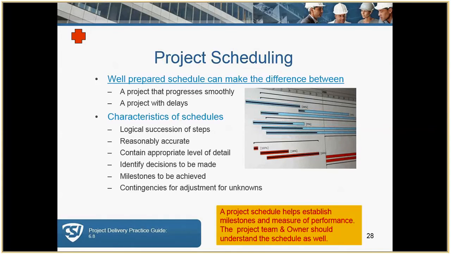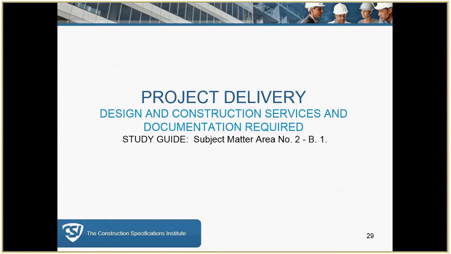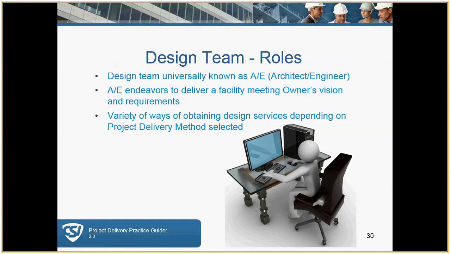We're going to go on now to the second part of this session outline, which is project delivery. And we're going to talk about design and construction services and documentation. This is the first area. So the roles. When you hear the design team is the AE, the architect engineer, and they are those responsible to convey the owner's goals and objectives. So the AE is a common term.